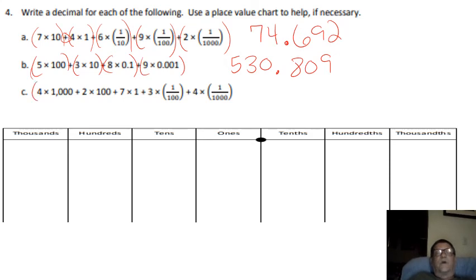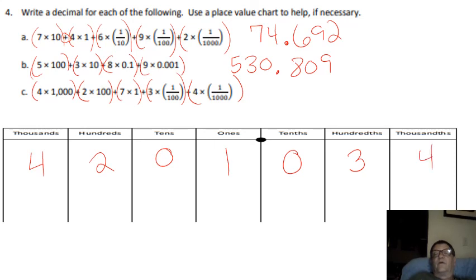We're going 4 in the thousands place, 2 in the hundreds place, 7 in the ones place. Oh, you notice I skipped a place value. I have to put a 0 in there. 3 times the 1/100ths. Oh, skipped a place value. Another 0. And 4 times 1,000ths. So our answer for this one, once we put the decimal point in, would be 4,207.034.